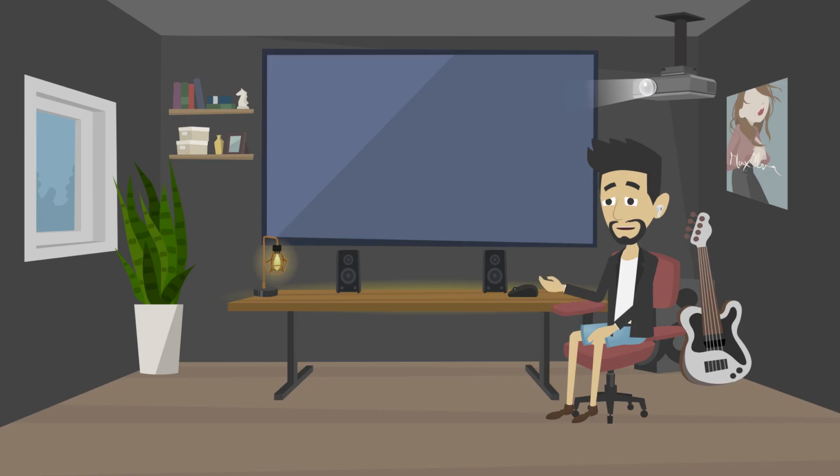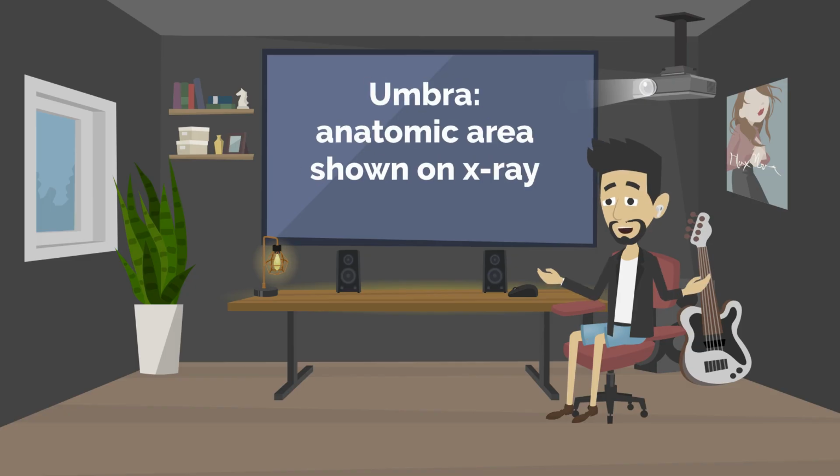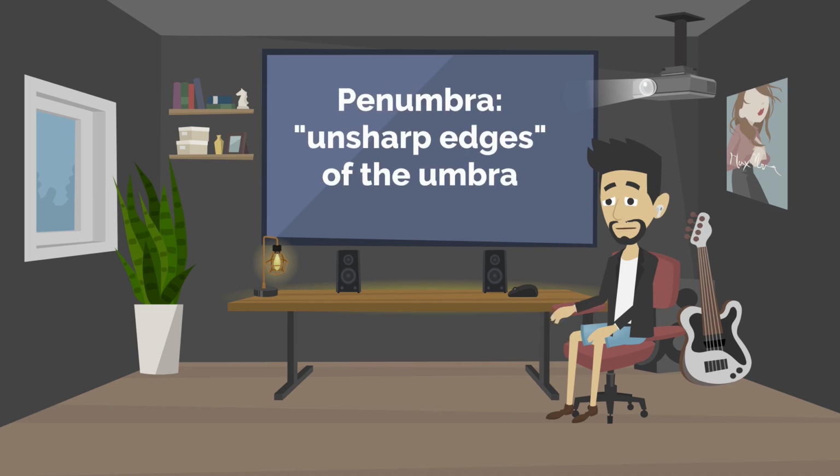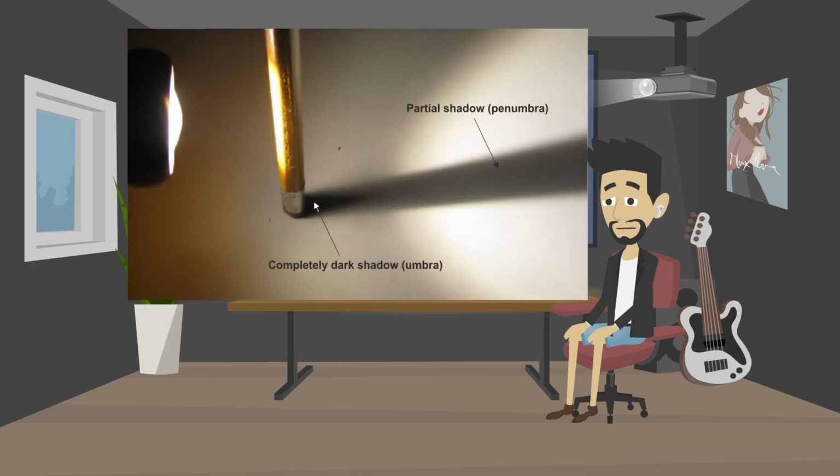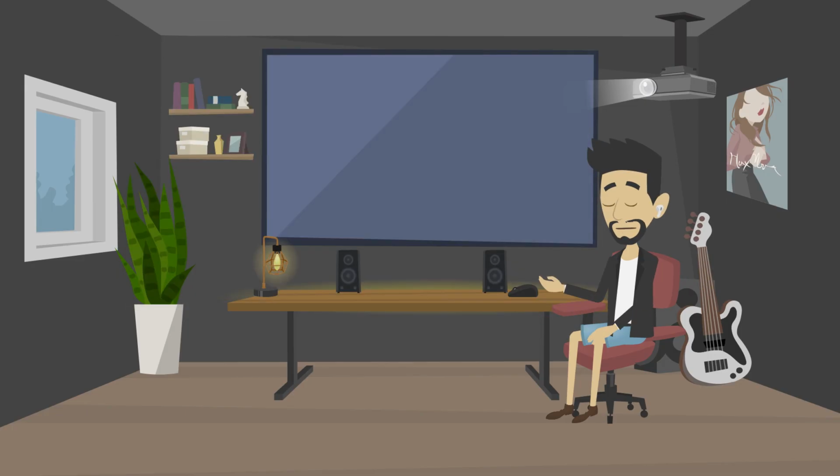To state it again, the umbra is the actual anatomic area, body part, or structure shown in the radiographic image. The penumbra describes the unsharp edges of the umbra or body part. All body parts will have some unsharpness at the edges in the radiographic image. The goal in radiographic imaging is to reduce the penumbra as much as possible. Penumbra is referred to as blur or geometric unsharpness.